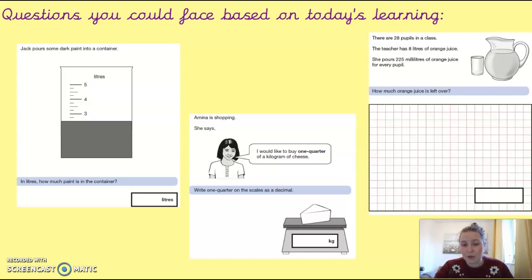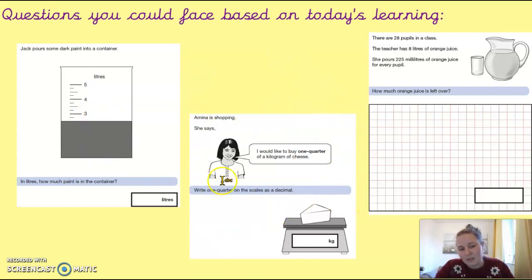Let's have a quick look at some of the questions that you might face today. So we've got this one. Jack pours some dark paint into a container in litres. How much paint is in the container? So you're going to have to look at your scale that goes up here. I've got 3 and I've got 4 and I've got 4 gaps. So it's going to be going up in quarters, or 0.25. And then you're going to have to count backwards for that one to find your answer.